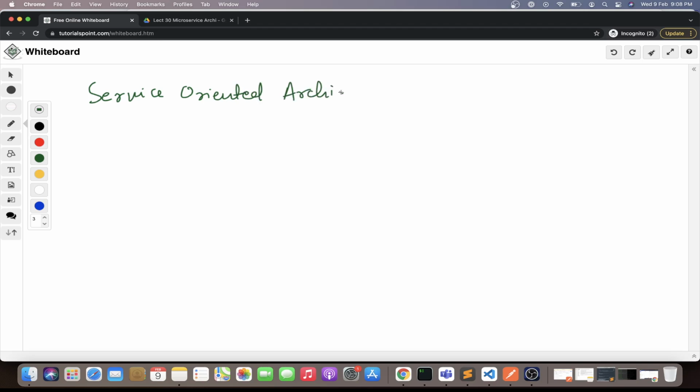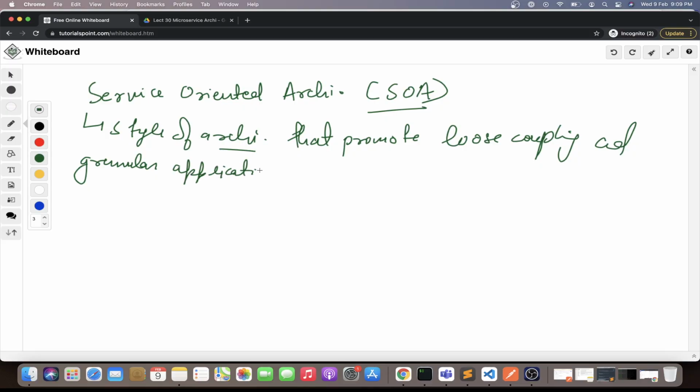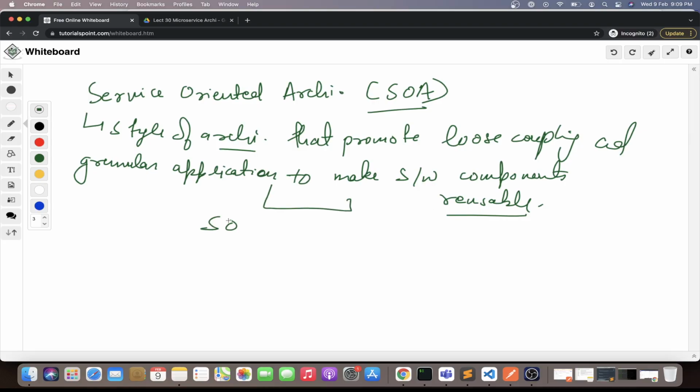architecture, that is the SOA. Cool. So this is a style of architecture that promotes loose coupling and granular applications, to make the components reusable, to make software components reusable. So this is the main motto behind SOAs.